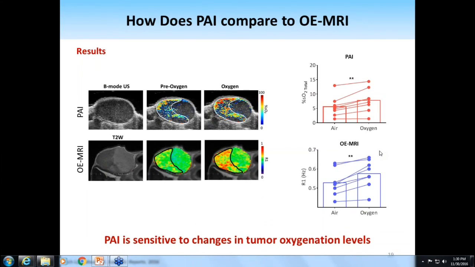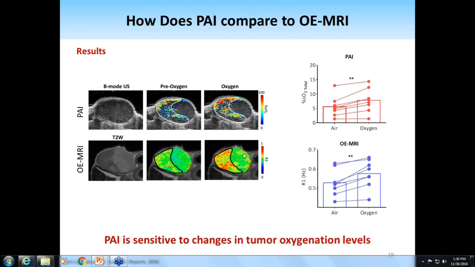And right off the bat, we see a result very similar to our BOLD and PA studies. So what you're seeing here is just the grayscale ultrasound image of the tumor. And again, here's our pseudo-colorized oxygen saturation map on top of our B-mode ultrasound image. And when we switched from pre-oxygen to oxygen, you can see that we had very strong enhancement, especially on the left side of this tumor, whereas we really didn't see a lot of signal on the right side to begin with.